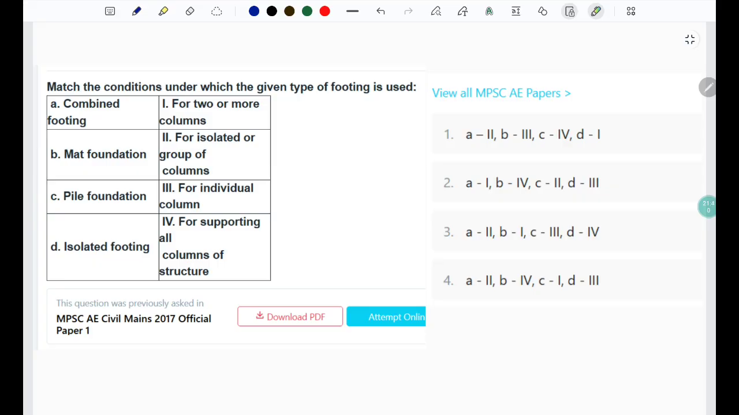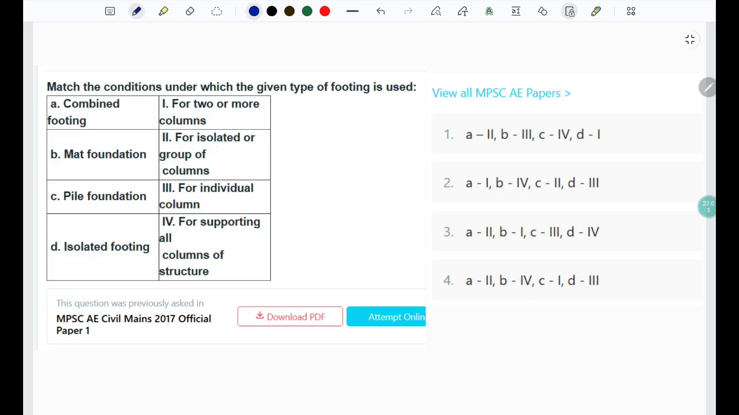Yes, I believe the options are not correct in this question, because it should go like this. Combined footing will go for two or more columns. Mat will go for supporting all the columns of the structure. Isolated will go with third, and pile will go for isolated or group of columns.